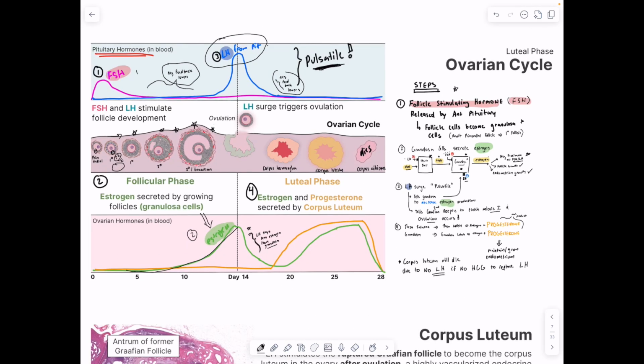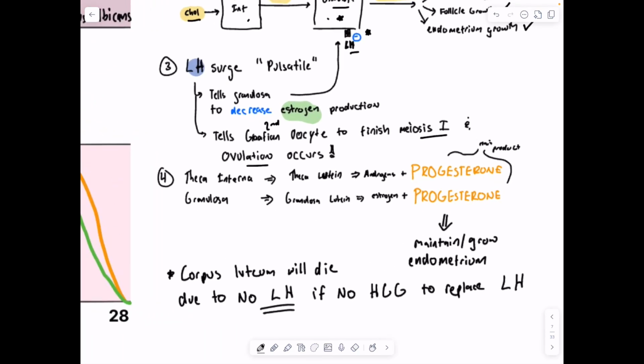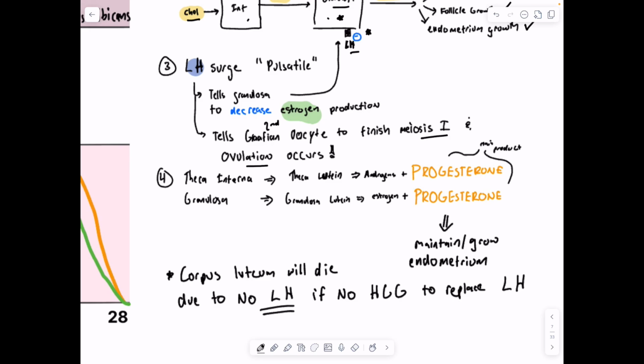All right, so ovulation has now occurred. We'll talk about what happens with the corpus luteum in just a second, but in addition to this binding the receptor, the theca interna and the granulosa cells are now going to become cells of the corpus luteum. Theca interna cells become theca lutein cells, and granulosa cells are now granulosa lutein cells.